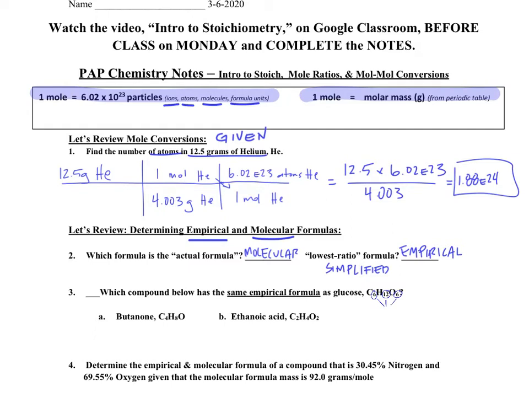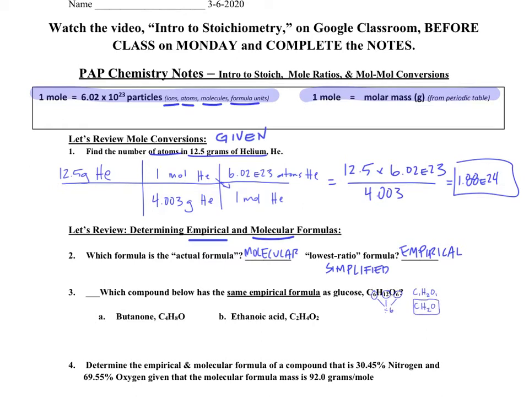So all 3 of these need to be divided by 6. So greatest common factor between those is 6. So when I do that, C6 divided by 6 is C1. H12 divided by 6 is H2, and O6 divided by 6 is O1, or just simply CH2O.